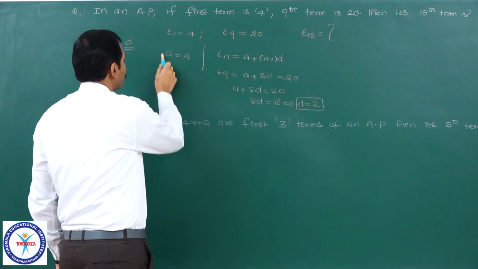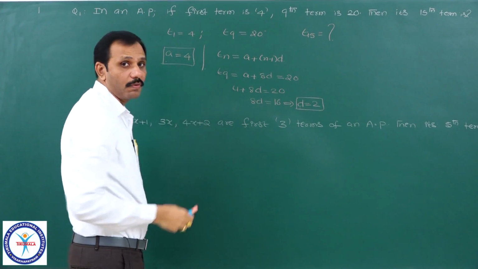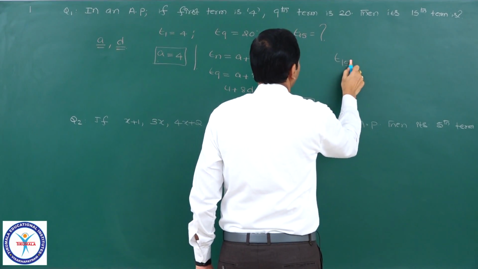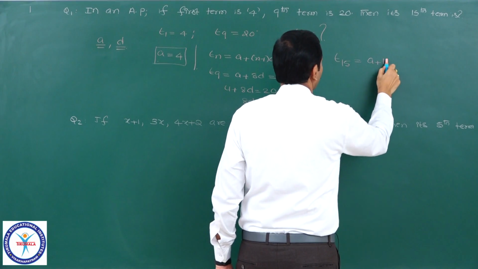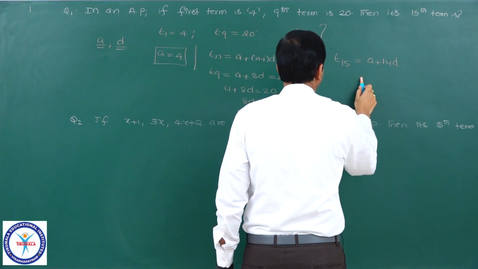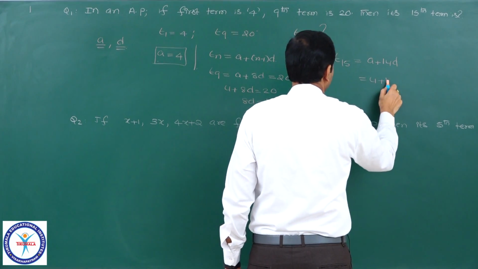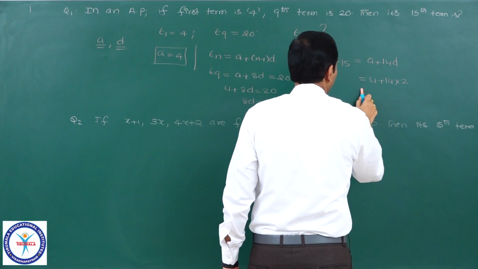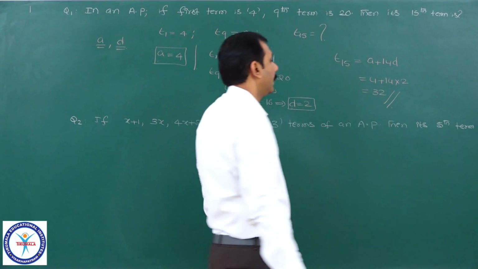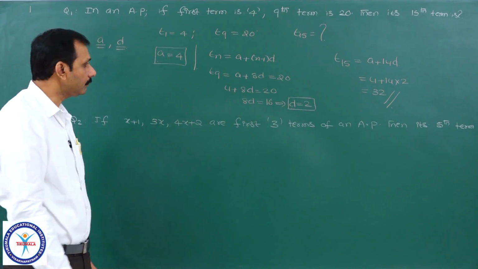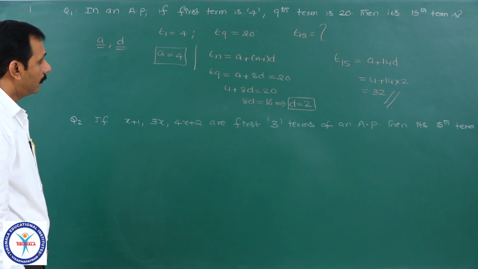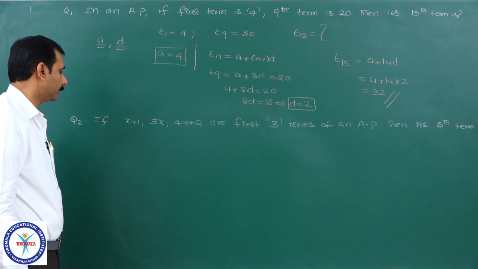Therefore, the first term A equals 4 and the common difference is 2. We want the 15th term, therefore T15 is equal to A plus 14D, A plus (n minus 1) into D. So it is 4 plus 14 into 2, which is 28 plus 4, that is 32, the 15th term. A simple one, that was the starting problem. And next, see this second one.